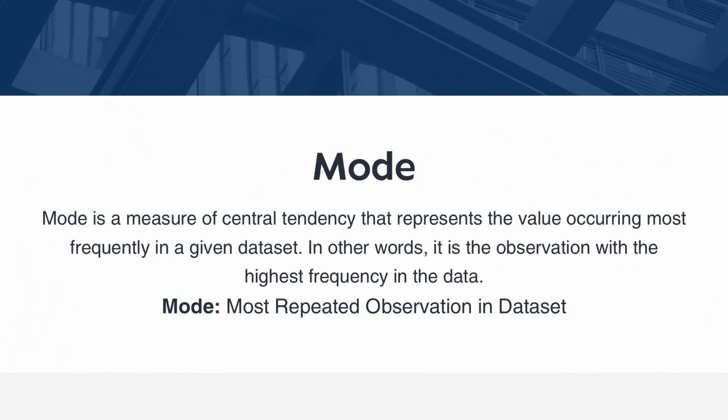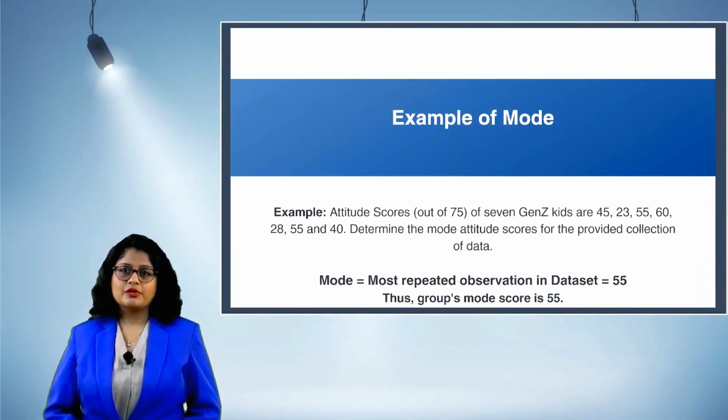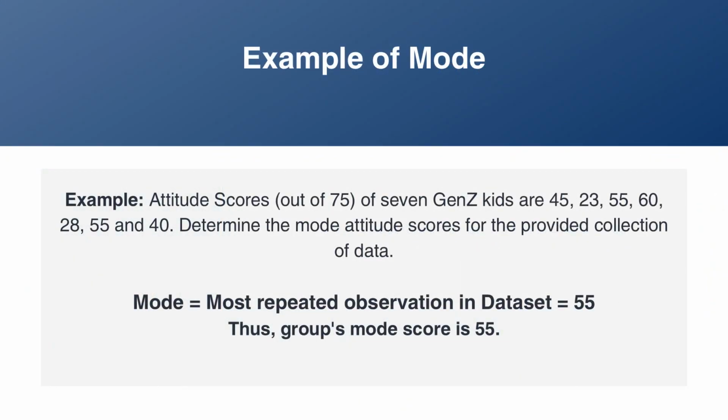Then the last type is the mode. Finally, we have the mode. Mode is the measure of central tendency that represents the value occurring most frequently in a given data set. In other words, it is the observation with the highest frequency in the data. For example, consider the scores 45, 23, 55, 60, 28, 55 and 40. The number 55 appears twice, while all other values appear only once. So, the mode is 55.